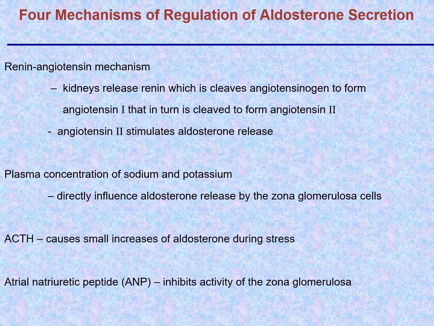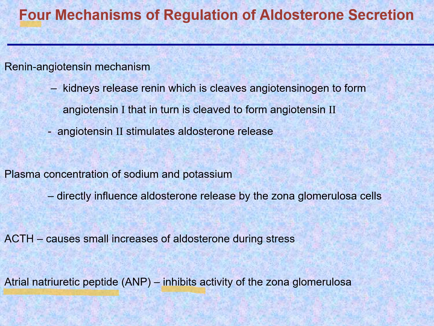Here we have 4. It says 4, but I should point out that the fourth one is an inhibition of aldosterone release, and that's mediated by atrial natriuretic peptide, which to a large extent does the opposite of aldosterone. Instead of causing sodium reabsorption, it causes increased sodium excretion in the urine. So it's natriuresis. Natriuresis means an increase in sodium loss.